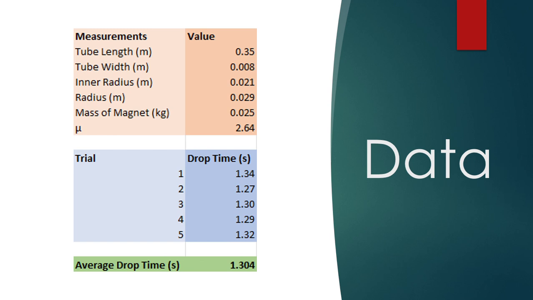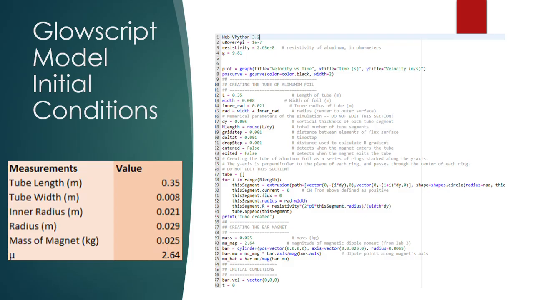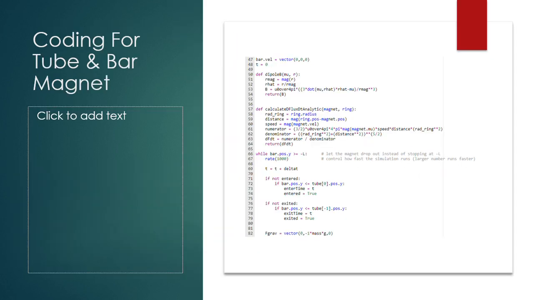Here's what our data looks like. Pretty standard. You can see what went in and what came out to get our average drop time, which is recorded at the bottom. Just a quick little preview of our GlowScript model. On the left, like I said, you can see all of the calculated values from the experiment. And on the right, you can see the GlowScript within VPython, how I edited all the values to get the desired outcome, which is obviously probably pretty similar to what all of y'all did.